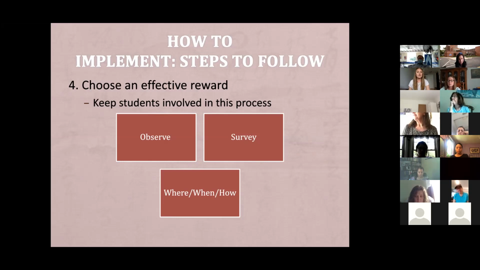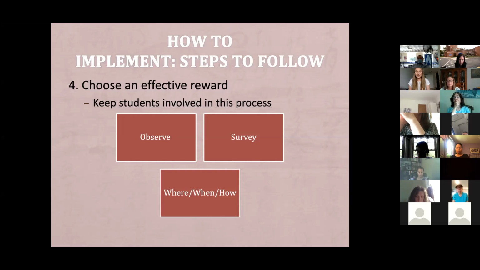And so it's very important to keep the students involved in this process. You want to make sure that you have their input because they're the ones that are earning the reward and it has to be effective for them. So some ways that you could do this is just observing your classroom, seeing where your students are gravitating towards in the room. Is it art supplies? Is it electronics? Is it board games?